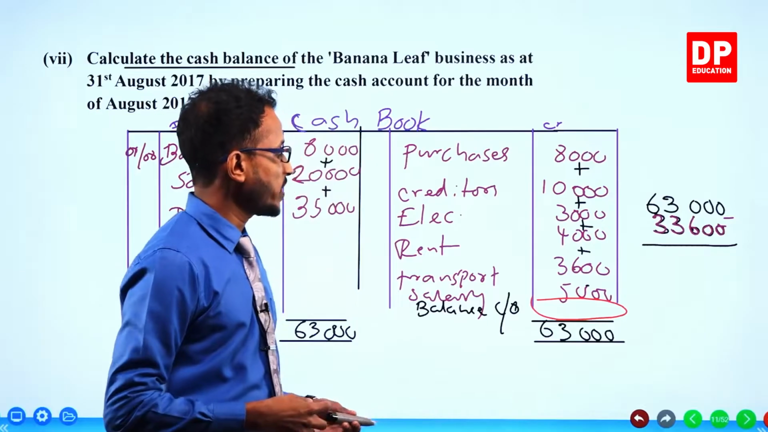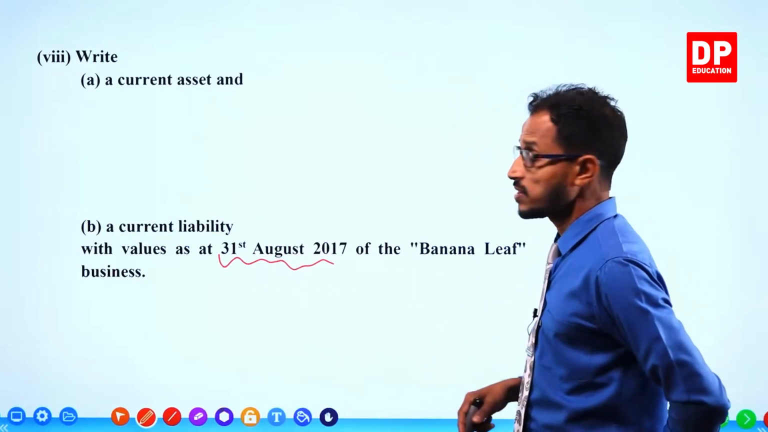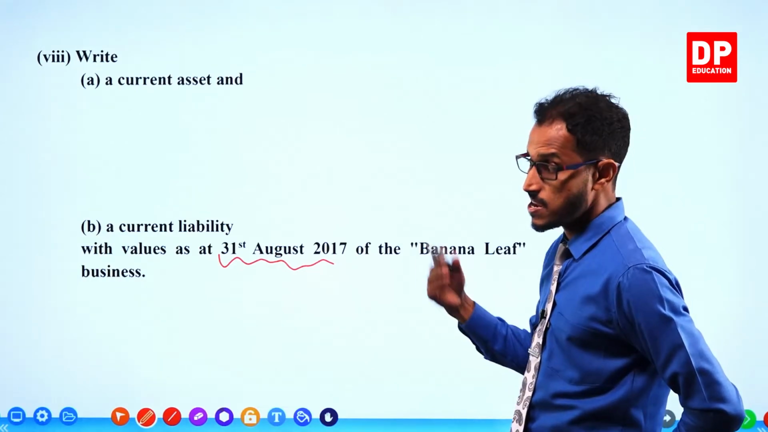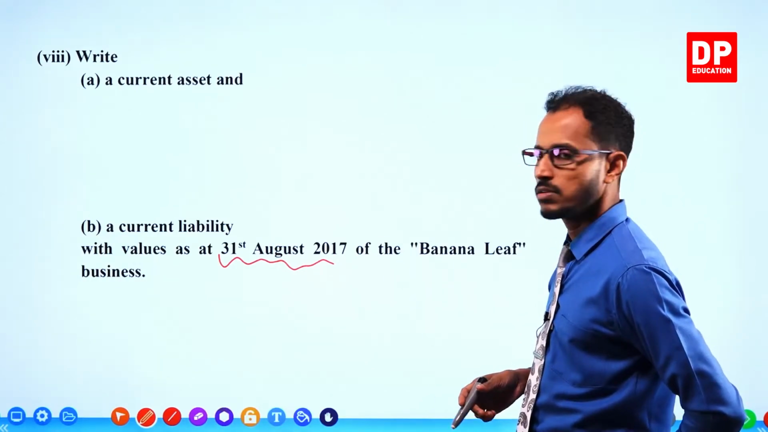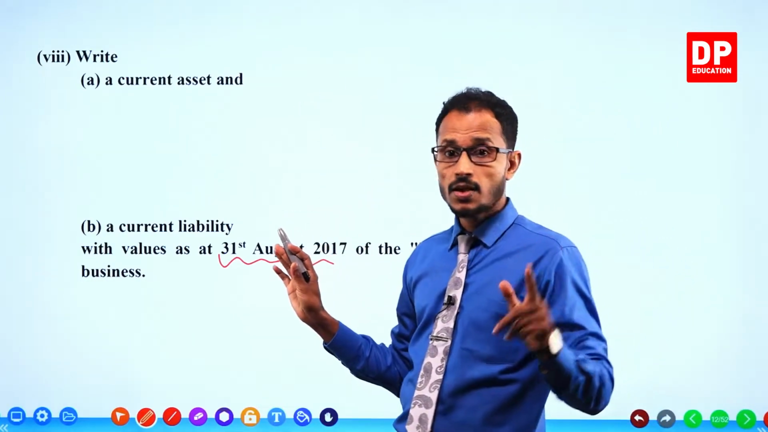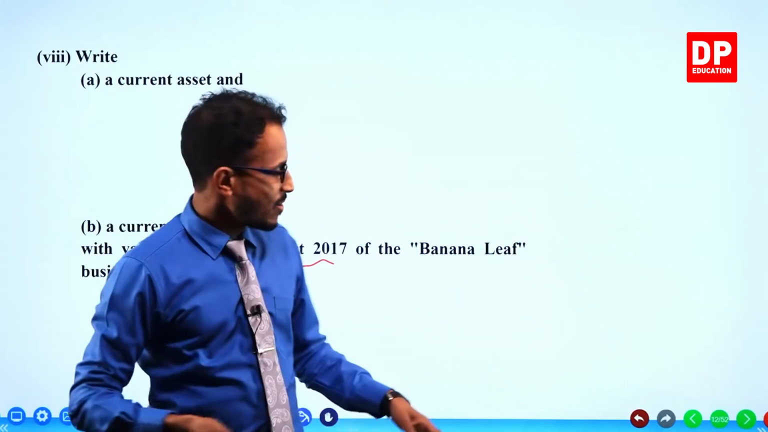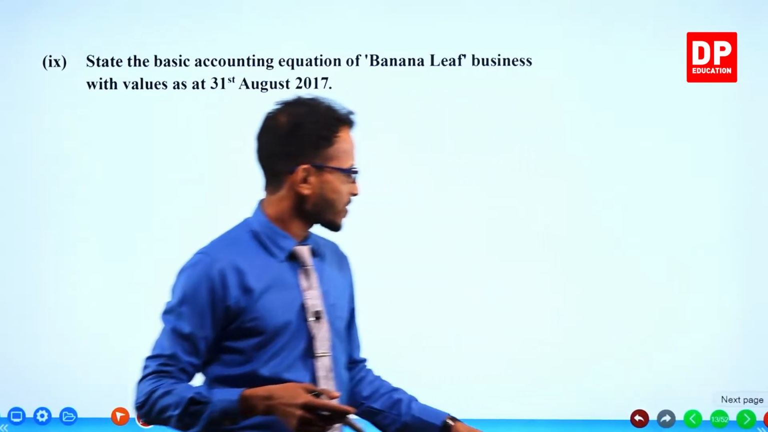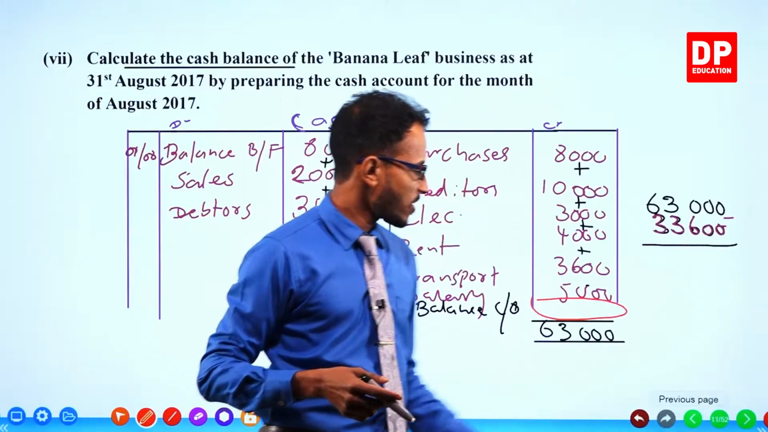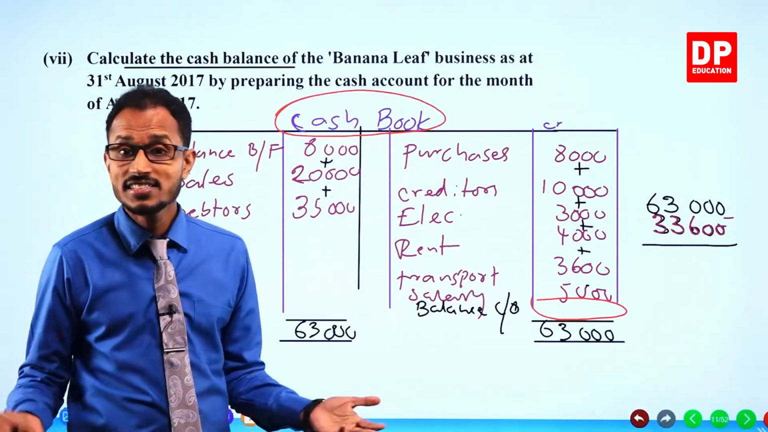Okay, moving on. Write a current asset and a current liability with values as at 31st October. This is the end of the month, children. You must calculate at the end of the month how much of current assets and how much of current liabilities. Not the total current assets, one current asset. So it's easy for us because we calculated one current asset right here. Cash.